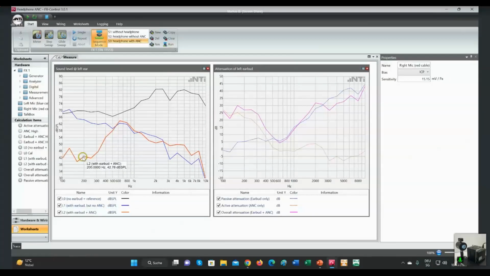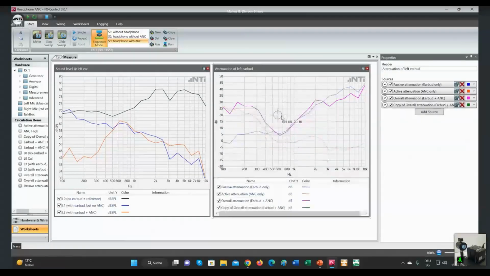The red curve now shows me the sound at the left ear if the ANC is active. And you see, especially in the lower frequency range, we have a pretty high damping, the attenuation is pretty high here. So the higher the attenuation, the better. And that is what you see. The pink curve on the right-hand side is the combination, blue plus red. So that is the combined attenuation, passive plus active.